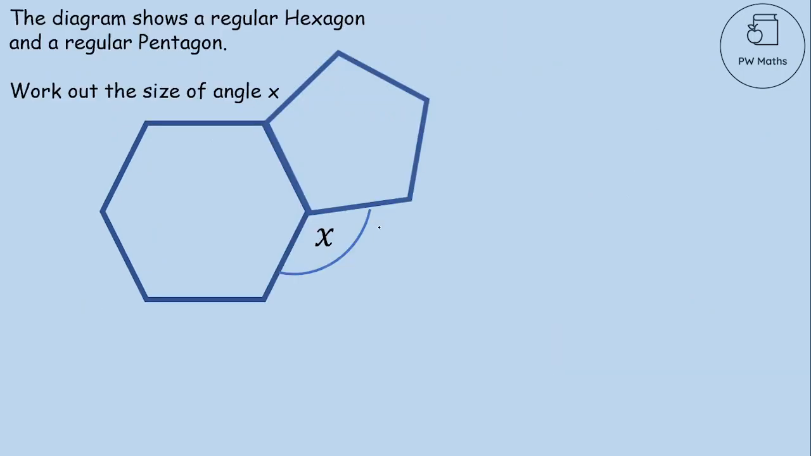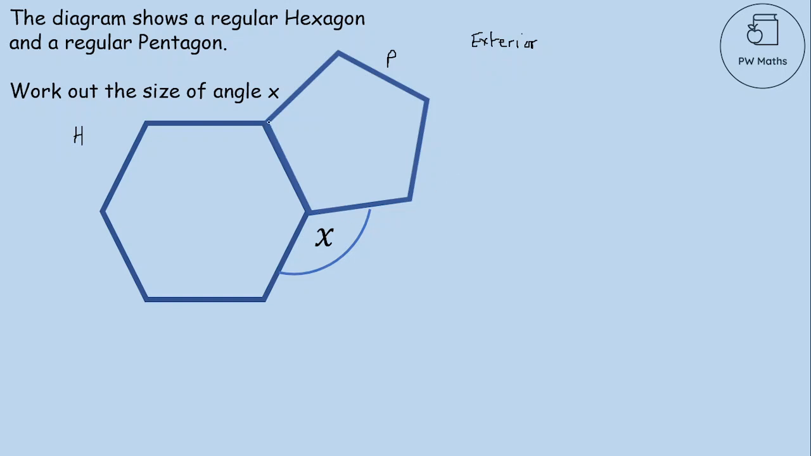You might be asked questions like this in your exam. The diagram shows a regular hexagon and a regular pentagon. This is my pentagon, my 5-sided shape, and this is my hexagon, my 6-sided shape. And we've got to work out the angle X. Now there's a couple of different ways we can go about doing it. I'm going to show you both of them, and one is to use the method for finding exterior angles to help us to solve it, and the other one will be using our interior angles.